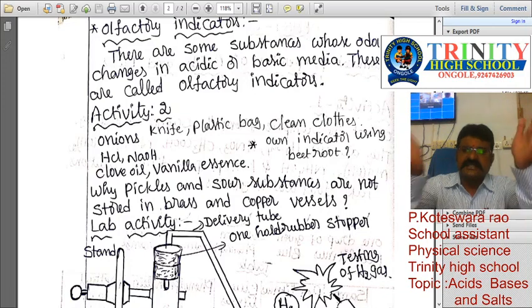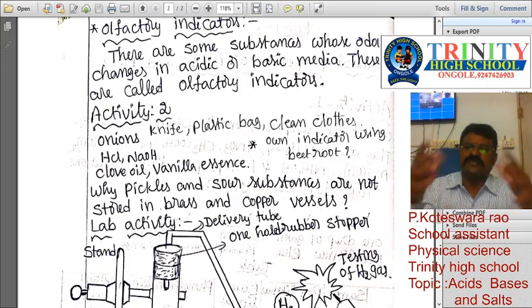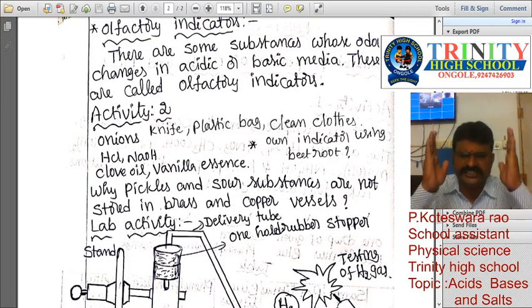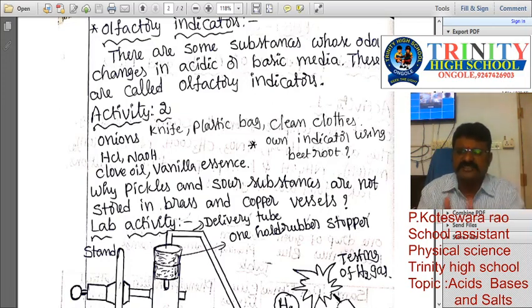If you add clove oil, vanilla essence, HCl, NaOH, onions, their color, their odor changes. That's why we already told the definition. There are some substances whose odor changes in acidic or basic media. What is acidic here? HCl. What is basic here? NaOH. These are all called olfactory indicators.